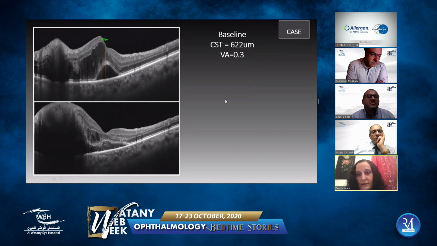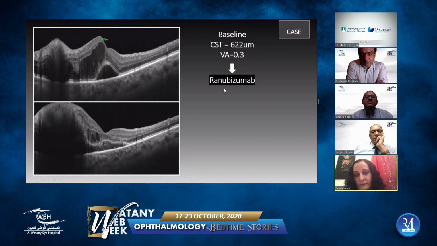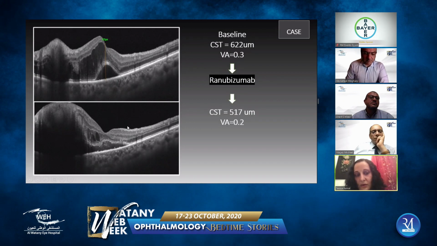I'm going to show you the color pictures later. This patient had 1 ranibizumab injection. Then the patient comes back. This is the second picture. The patient has some resolution, the central macular thickness has decreased, but we can see quite a good amount of fluid still in the subretinal space and intraretinally.